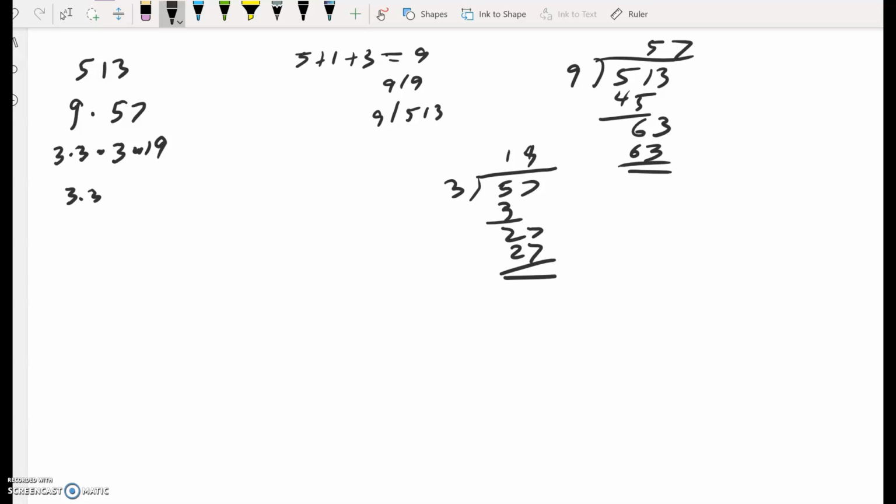So I have 3 times 3 times 3 times 19, or 3 to the third times 19, or 3 to the third times 19 to the first. I don't really care which one of these you use, but for now, for an answer, this one seems to be pretty good. That's the prime factorization of 513, and it's not all that bad because 3's went into it, and 3 is a pretty small number.